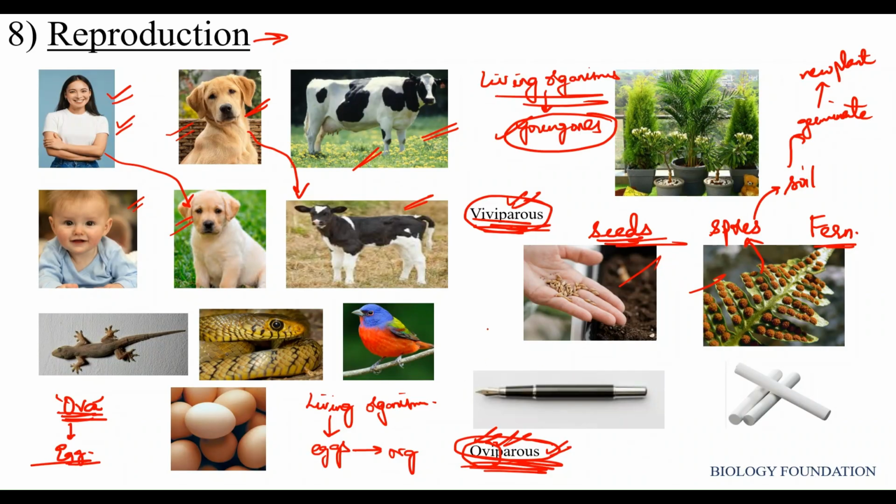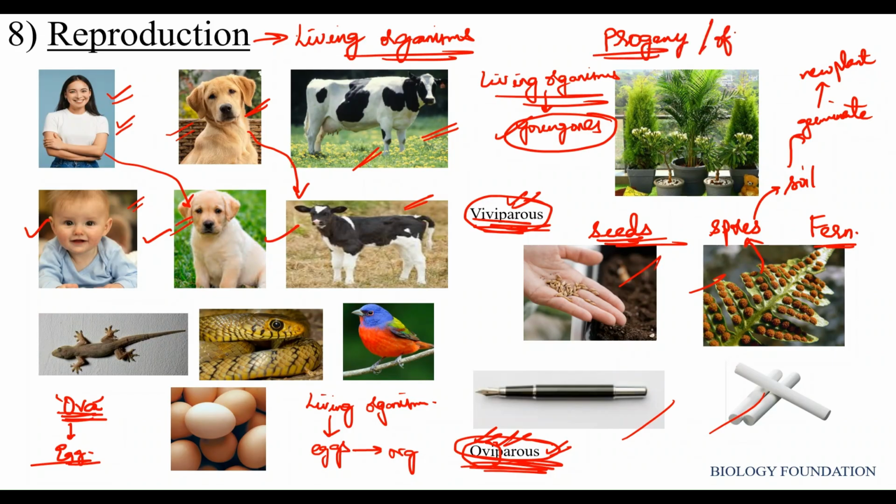But have you seen a pen or a chalk undergoing the process of reproduction? From a chalk, will you get another chalk? That's not the case. So, another characteristic feature seen in living organisms is that they reproduce. It's the process where they give birth to young ones or they lay eggs. So living organisms show the process of reproduction. Now, these younger ones that they produce are also called progeny, or the term offspring can be used.